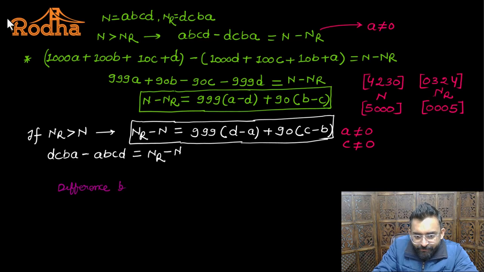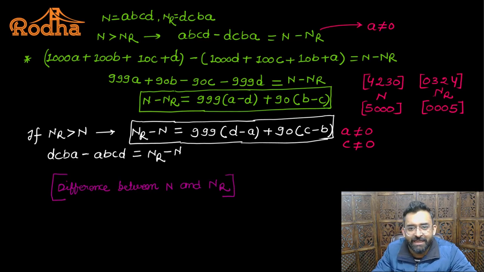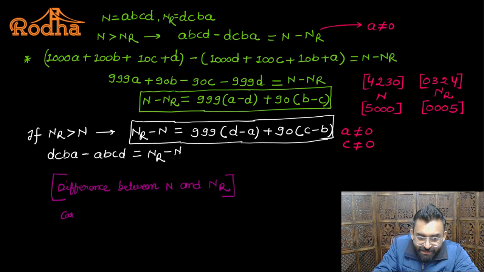Now if the question is saying the difference between N and NR, the difference between N, the original number, and the number obtained after reversing the digits. Okay, this is a very critical statement. What does difference mean in this particular case? I don't know which one is bigger, which one is smaller. So I have to take two cases in this particular situation.